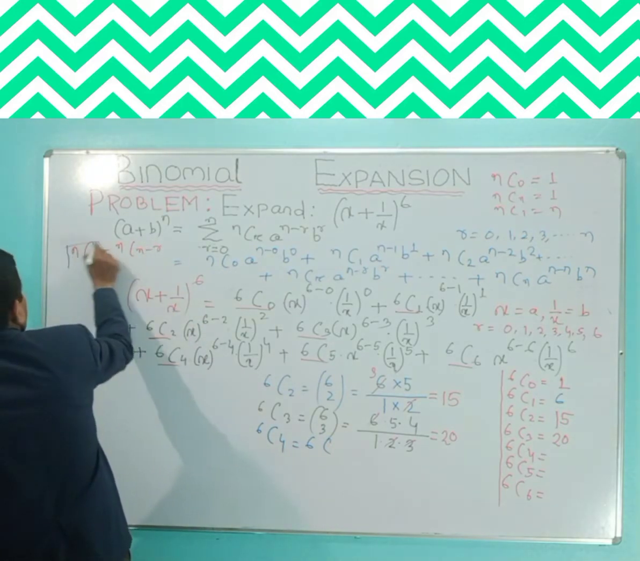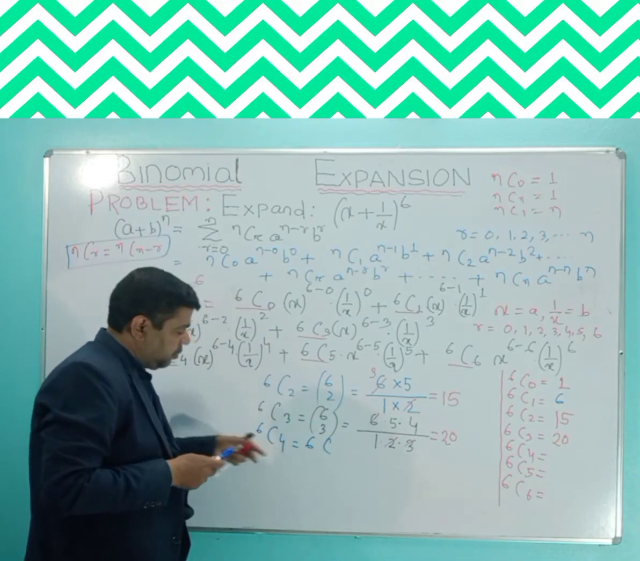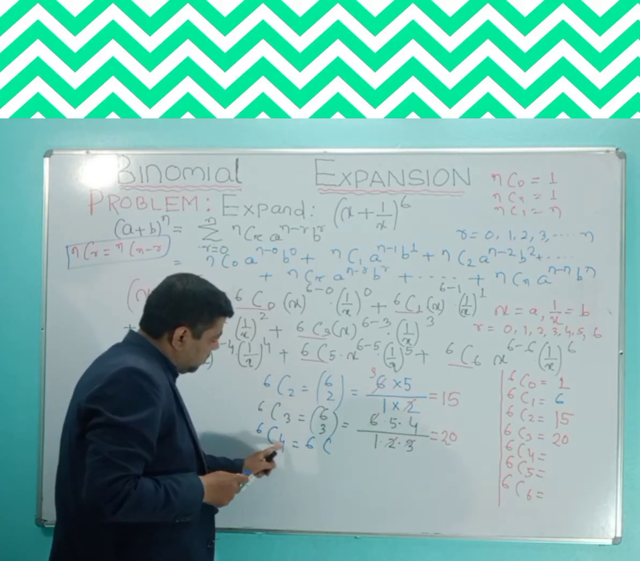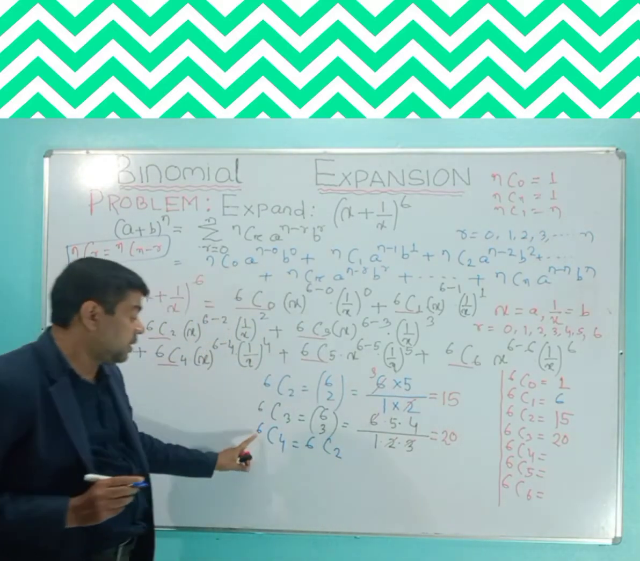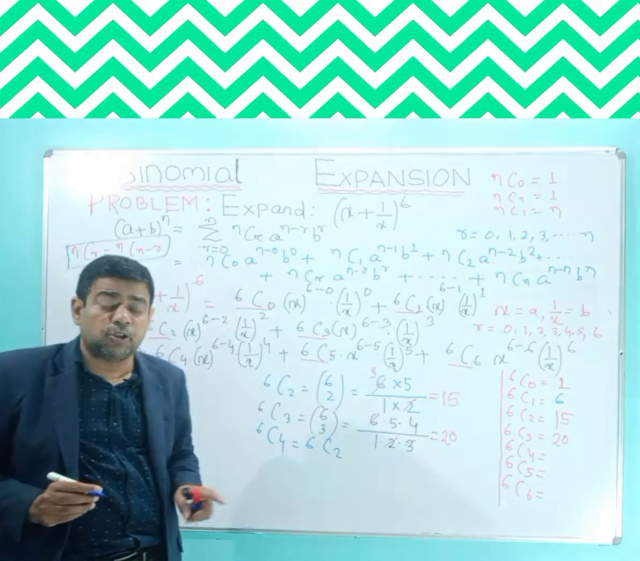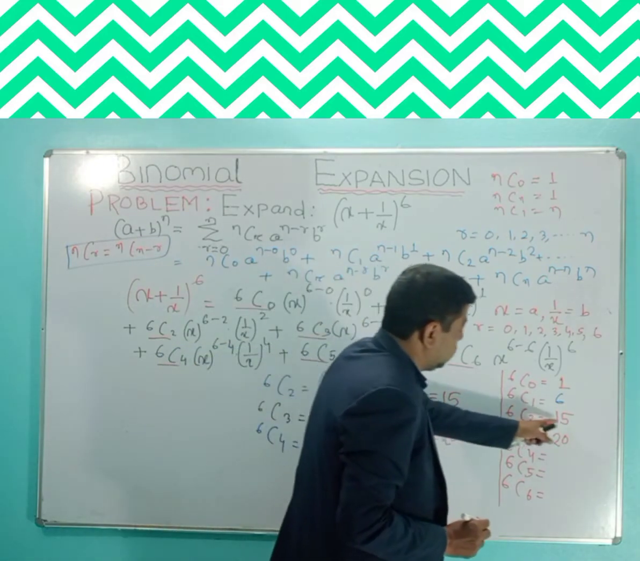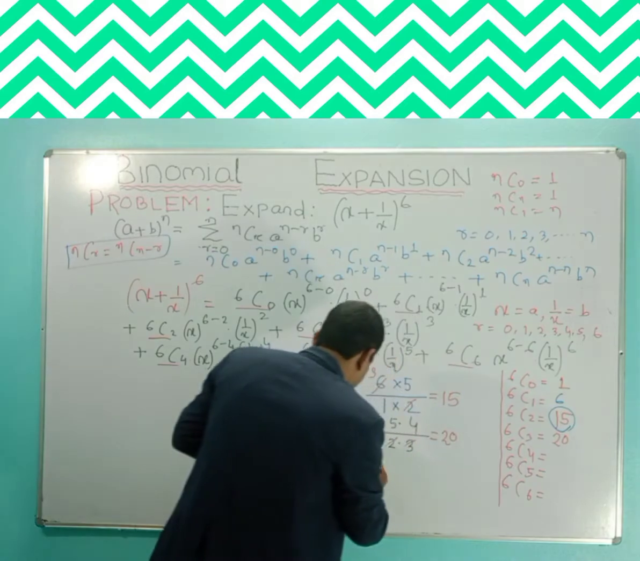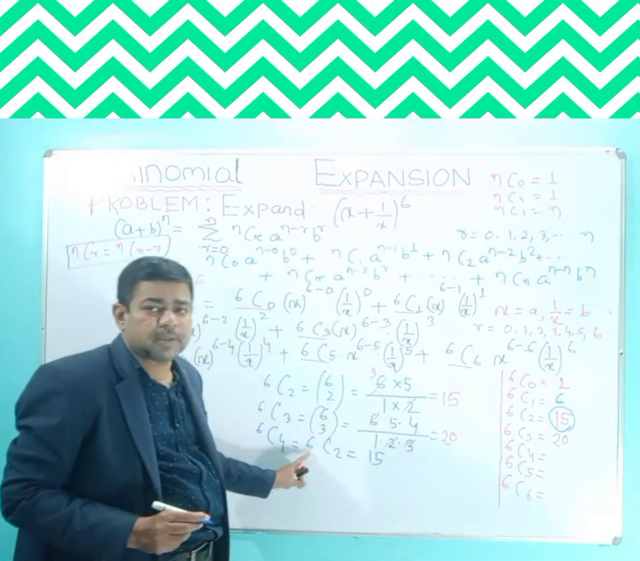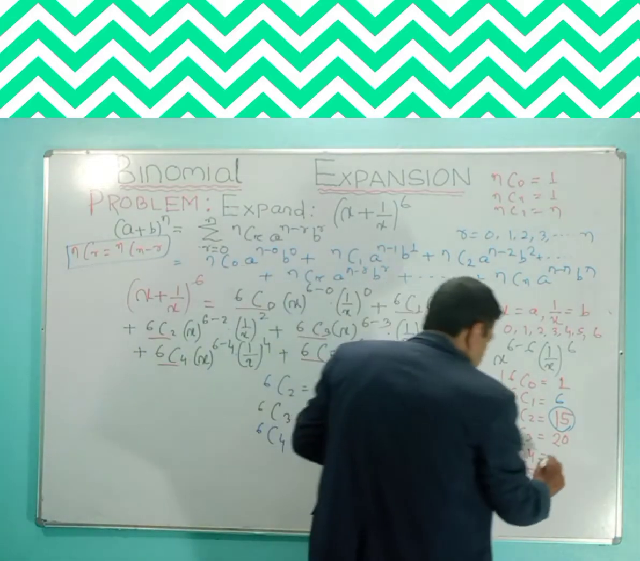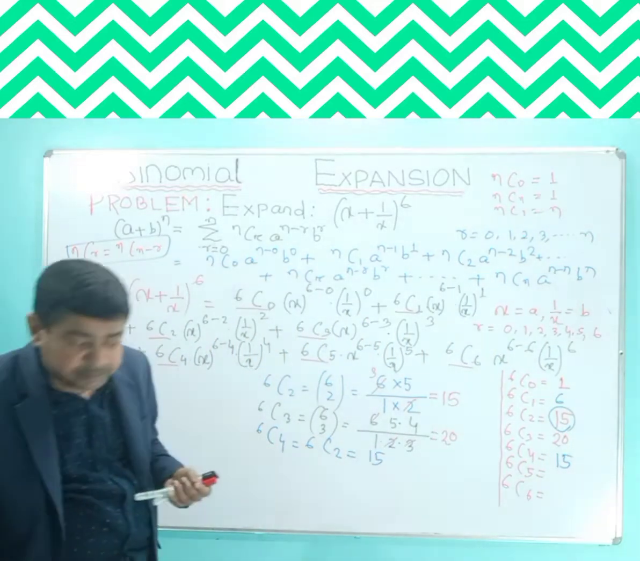So you can write 6c4 as 6c(6 minus 4). What is 6 minus 4? It is 2, so 6c2. The value of 6c4 is the same as the value of 6c2, and what value did we already get for 6c2? 15. So the value of 6c4 is 15. Write down 15. Understand? Is it clear? Are you writing?